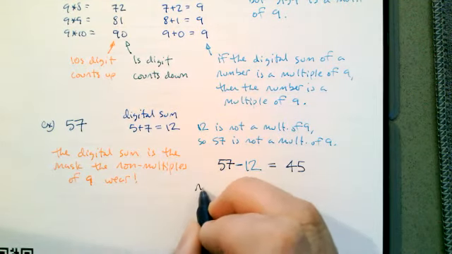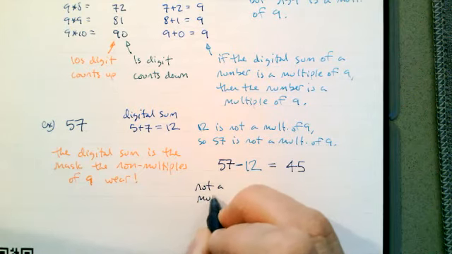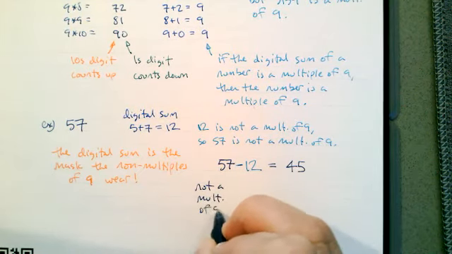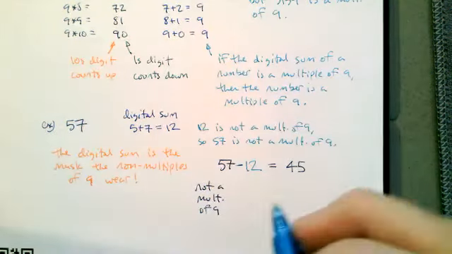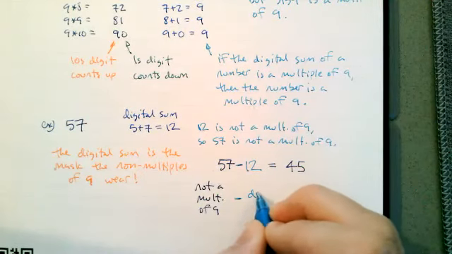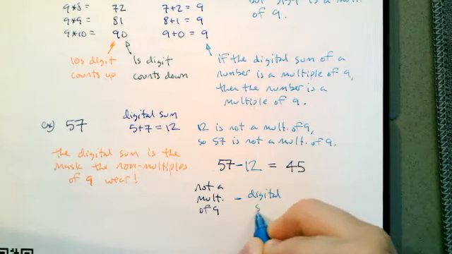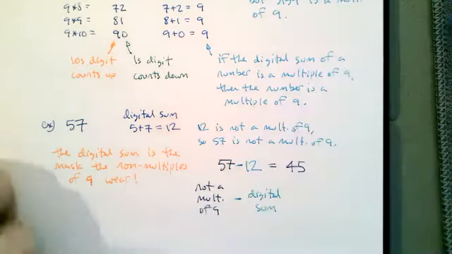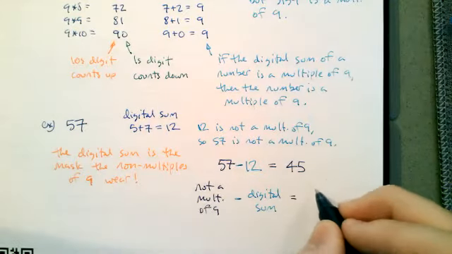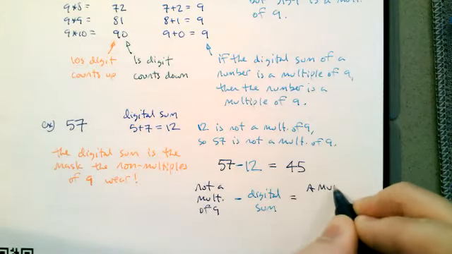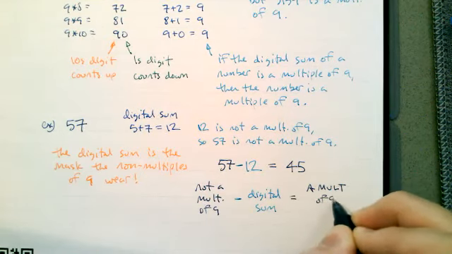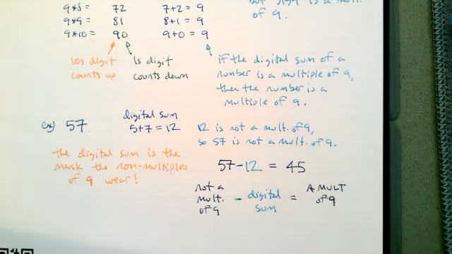So a non-multiple of 9, if you subtract the digital sum, in this case, we end up with a multiple of 9. This works for any non-multiple of 9.